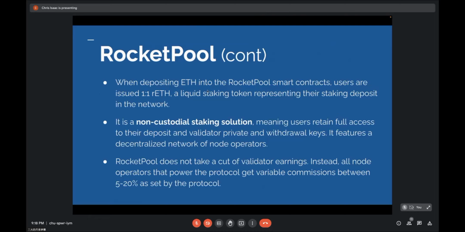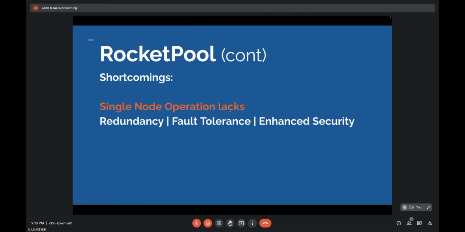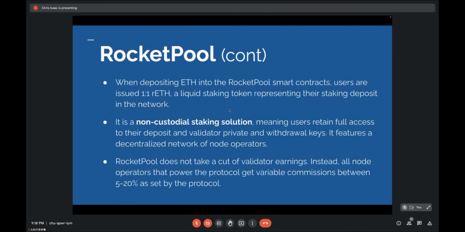Again, when you deposit ETH into Rocket Pool contracts, they give you a token called rETH. It's also a liquid staking token representing the deposit and all your earnings. You can sell it, trade it, all that kind of stuff. It's a non-custodial staking solution. Users do retain full access to their deposit and their keys, both the private and the withdrawal keys.